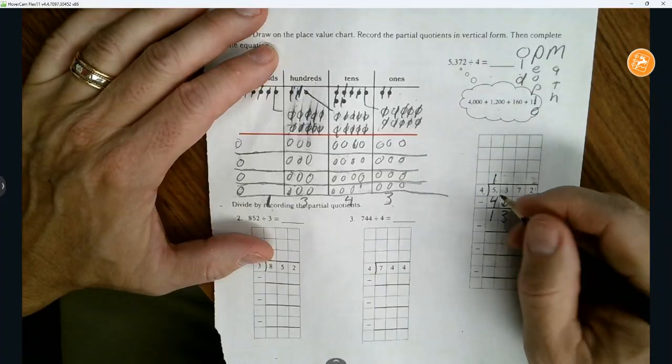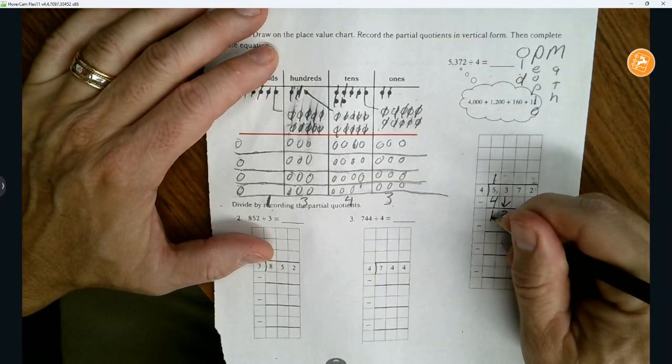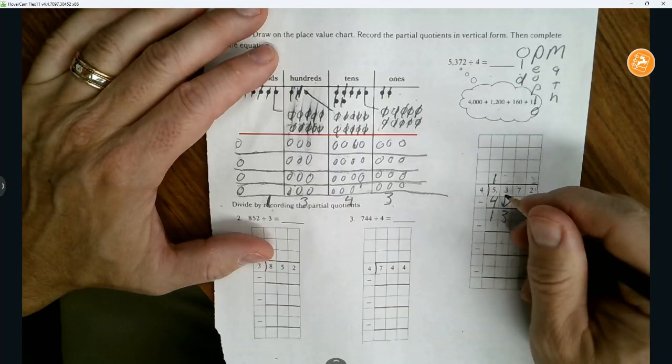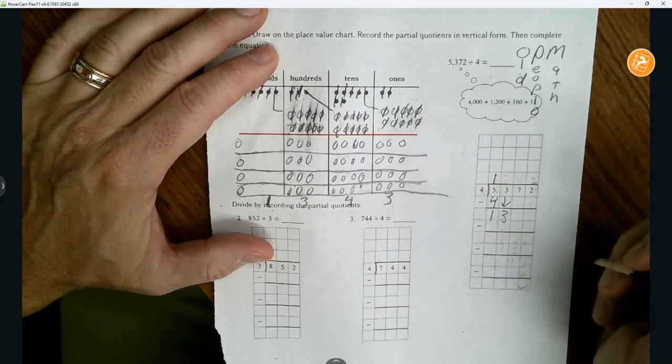Why do we bring the 3 down? Because 4 cannot go into 1. 4 is bigger than 1. But when we bring down the next spot, 4 can go into 13.